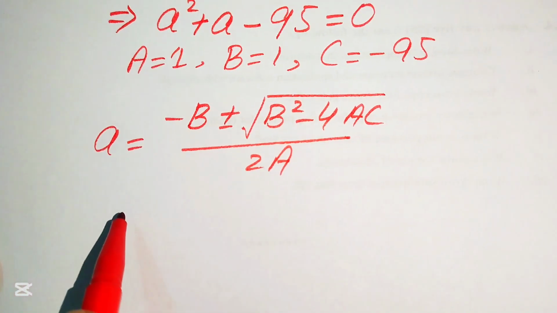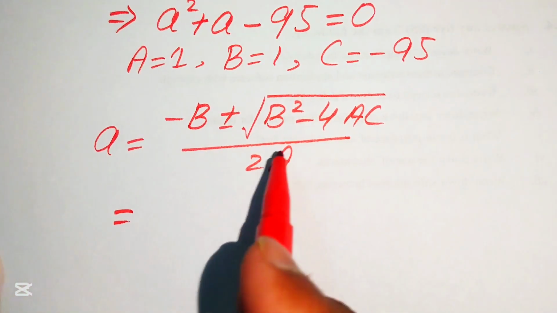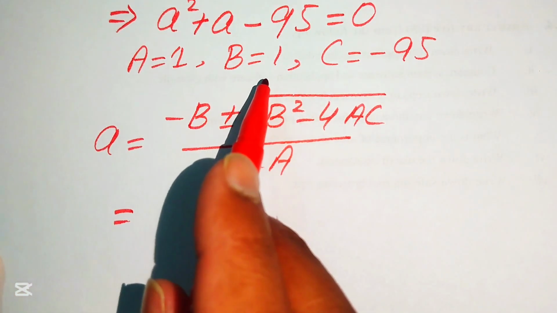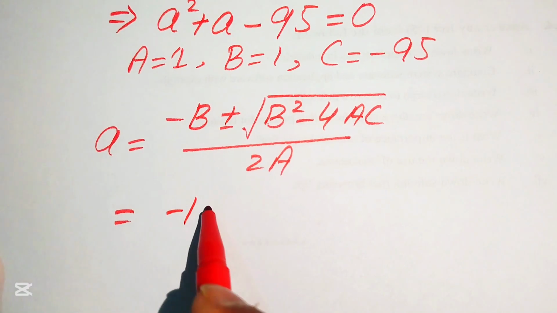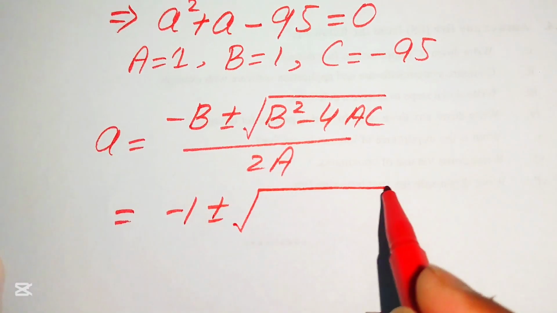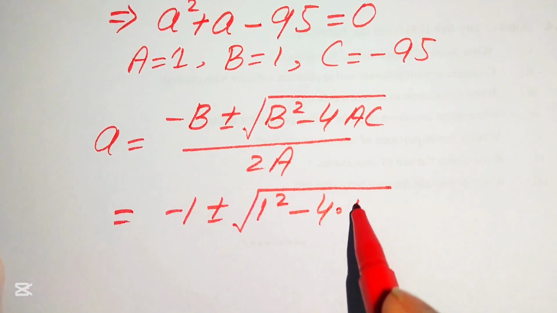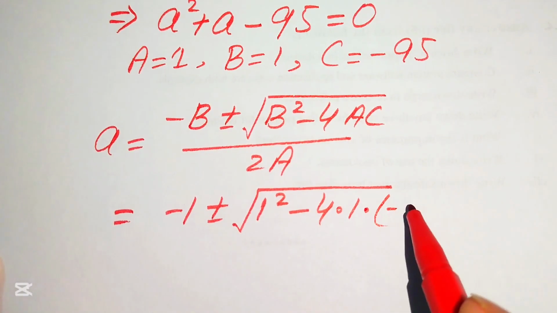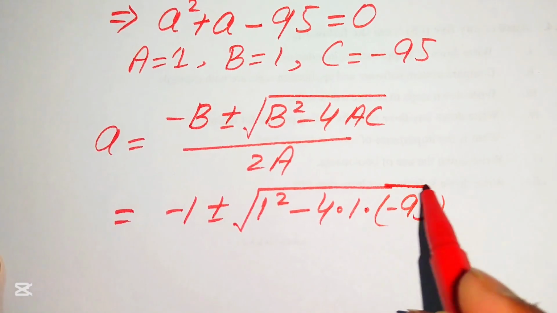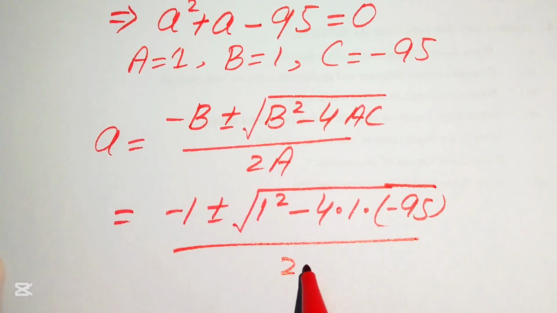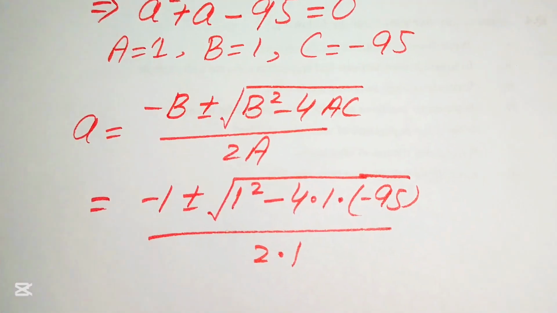So here we will substitute the values of a, b and c, and it will be written as: the value of b is 1, so it becomes minus 1 plus-minus square root of b squared. b is 1, squared, minus 4 times a, where a is 1, and c is minus 95, and it is divided by 2 times a. So here our a is also equal to 1.